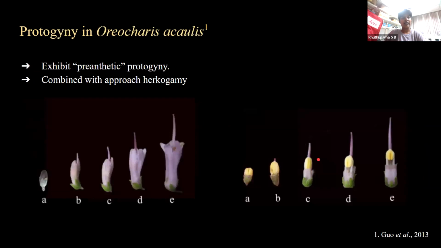So the contrasting dichogamy present in Oreocaris is known as protogyny, where the female phase, the female sex organ, matures first, followed by the male sex organ. The type of protogyny exhibited by Oreocaris acaulis is known as pre-anthetic protogyny, where the mature stigma is exposed before the flower is open, and mature anther develops during the later stage of anthesis. So these are the two contrasting types of dichogamy present in the family.